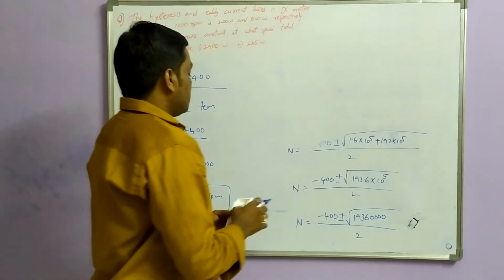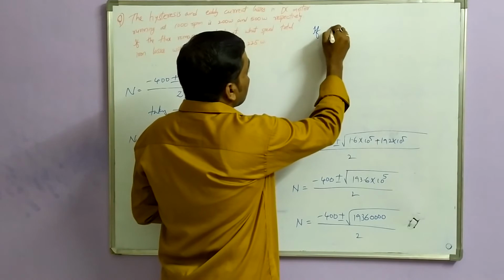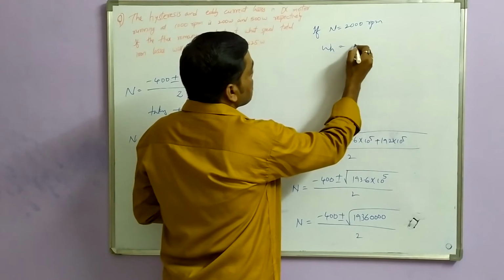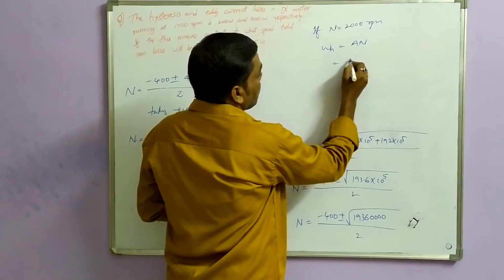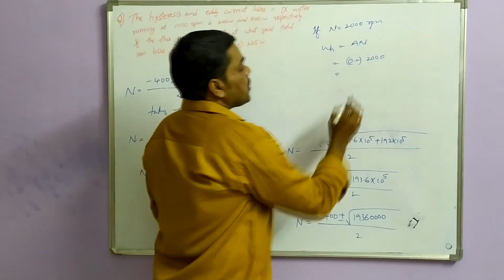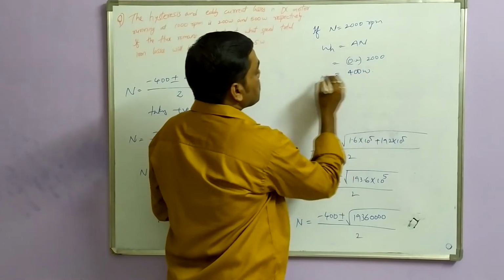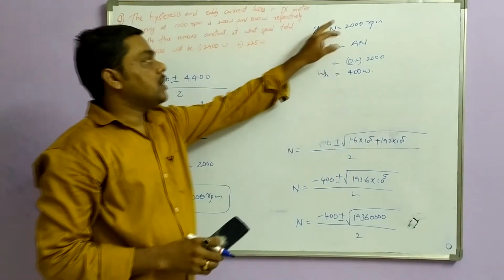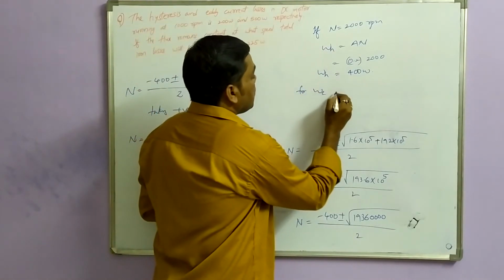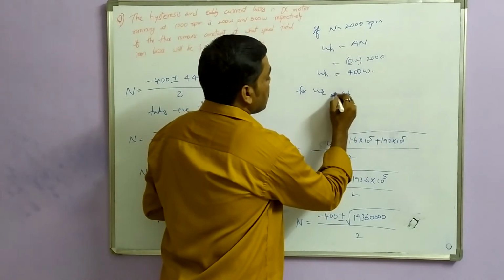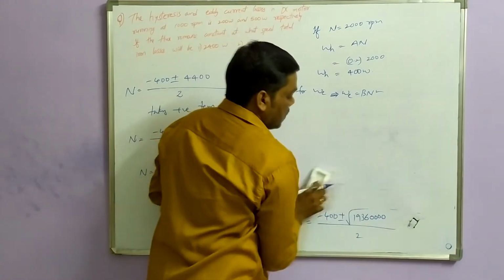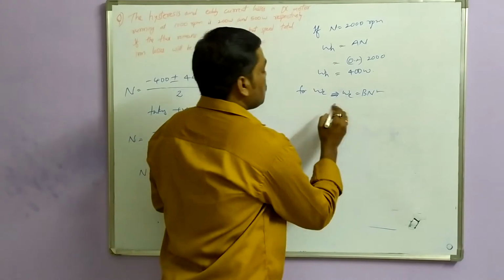Now the first, you can see, if n equal to 2000 rpm, so Wh is equal to A into n. Now A value is 0.2 multiplied by 2000, so you may get 400 watts. Now this is Wh, if n equal to 2000 rpm. So similarly for We, it is equal to B into n square. Now you substitute the B and n value.